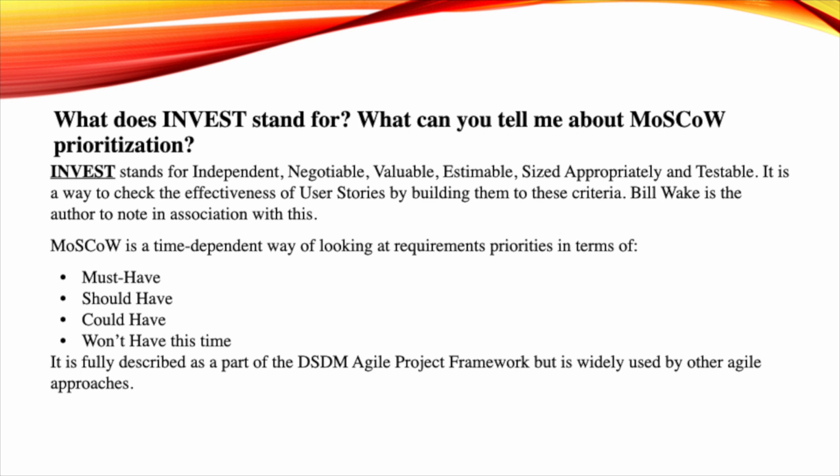MoSCoW is a time-dependent way of looking at requirements priorities in terms of must have, should have, could have, won't have this time. It is fully described as a part of the DSDM Agile project framework but is widely used by other Agile approaches.